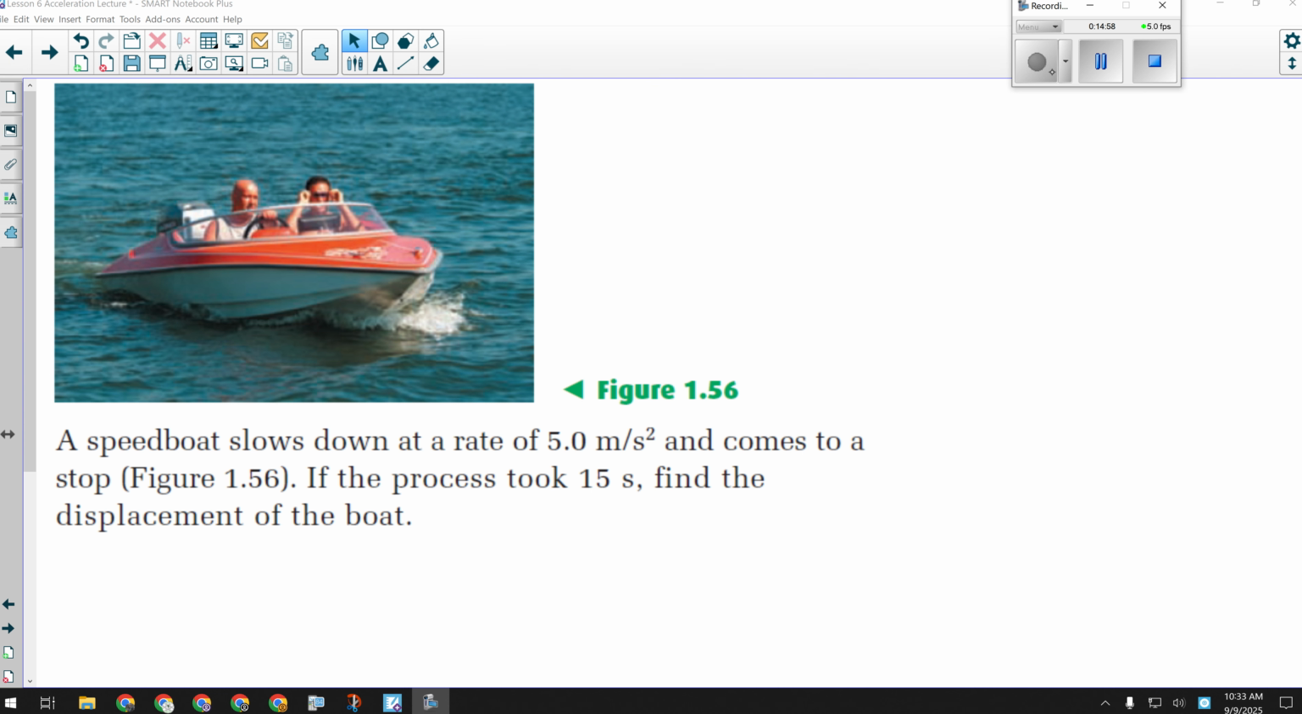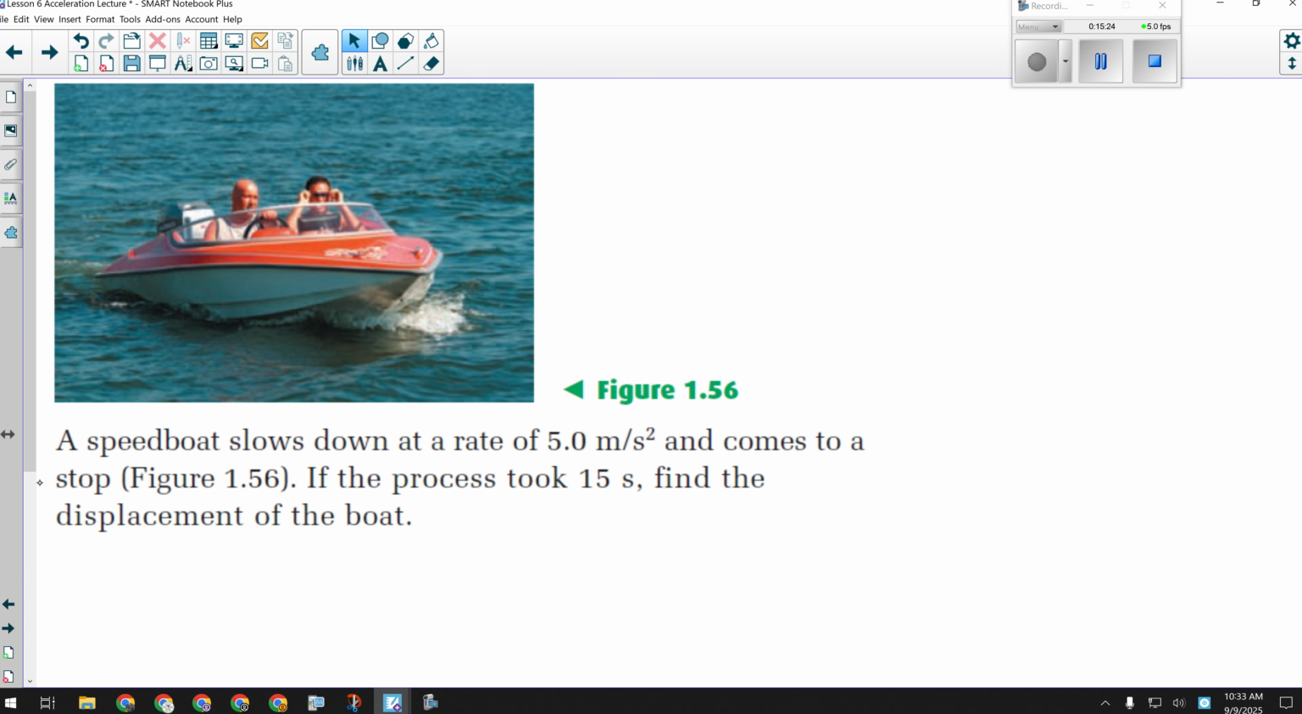All right, so on this question, again, context is important. If I'm in a boat and I'm moving forward, and then I start to slow down, is my displacement while I come to a stop forward or backward? Forward, right? I still move forwards as I slow down. It's something I keep in the back of my mind if I'm looking for the displacement.